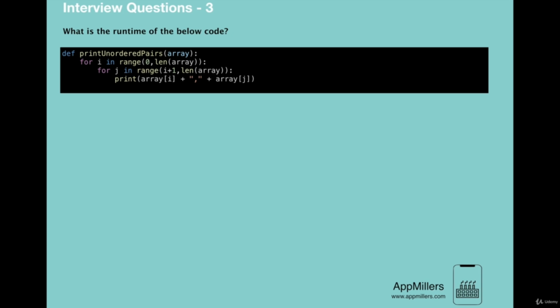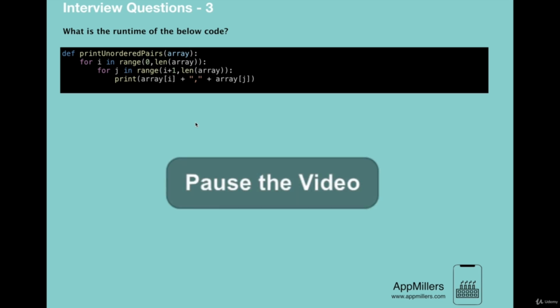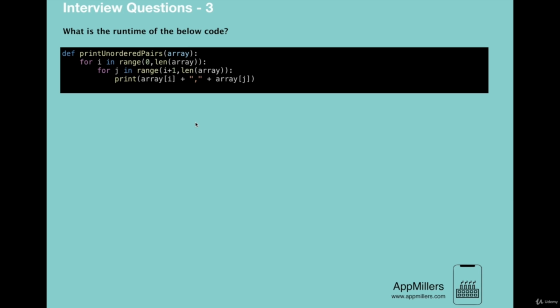Question number 3. Here again we need to find the runtime of this code. This is very similar code to the previous example, but here the inner loop starts from I plus 1. And then again we print the pairs from here. And once again, I want you to pause the video and think if you can come up with your own answer. Alright, hopefully you have found the right answer. If not, then let's do it together.